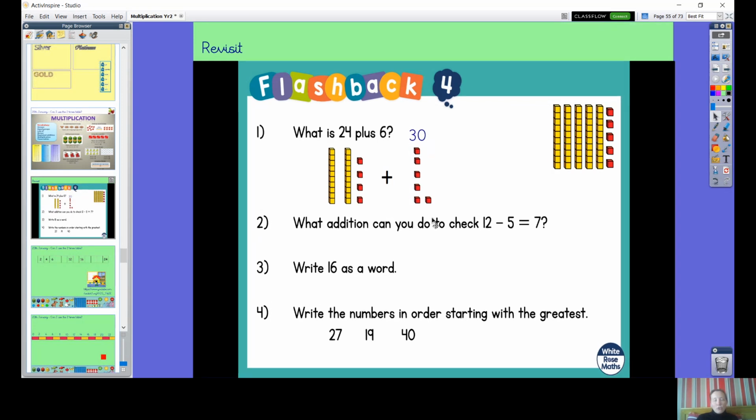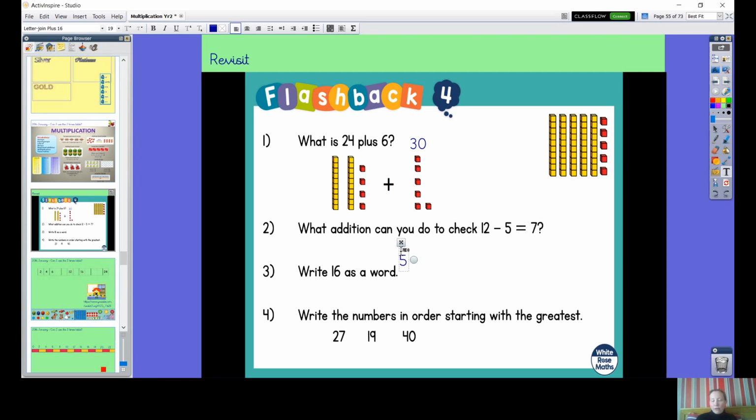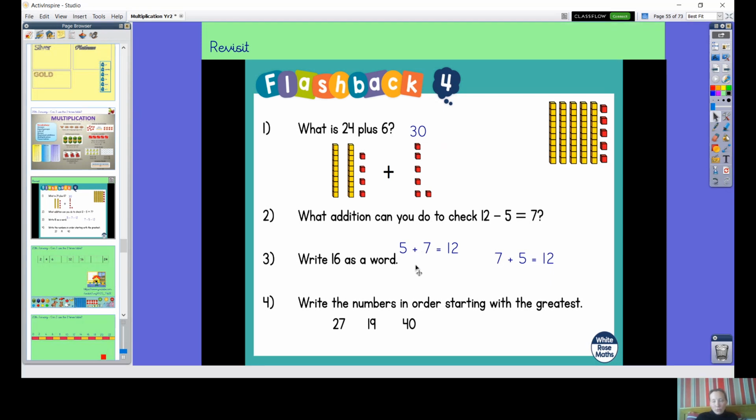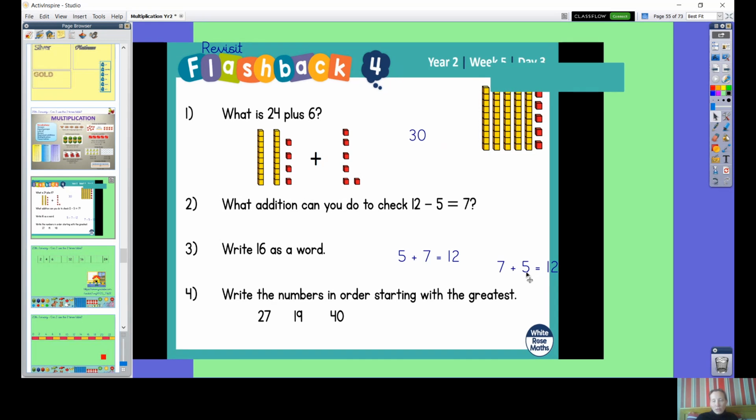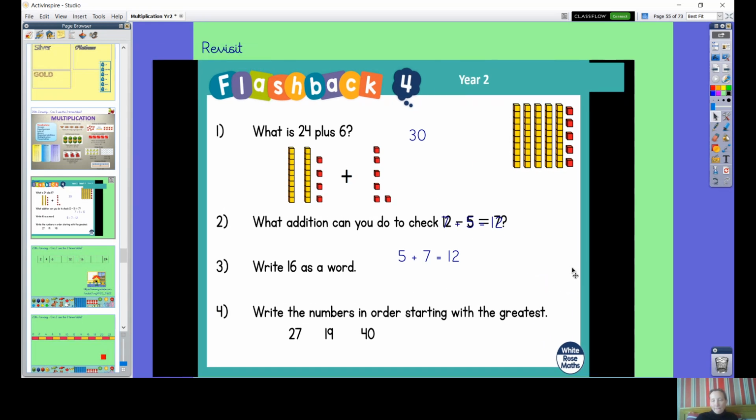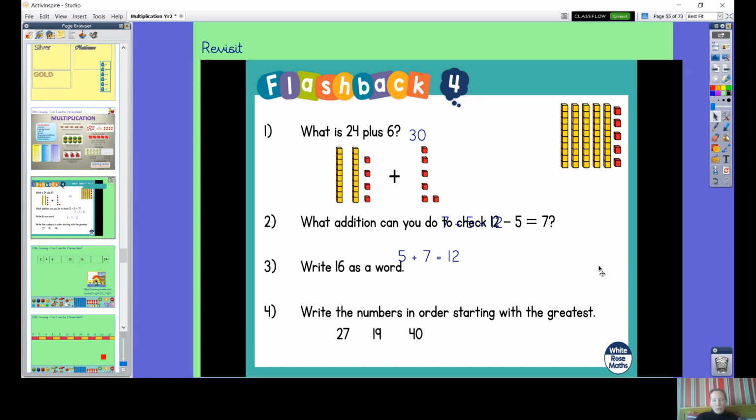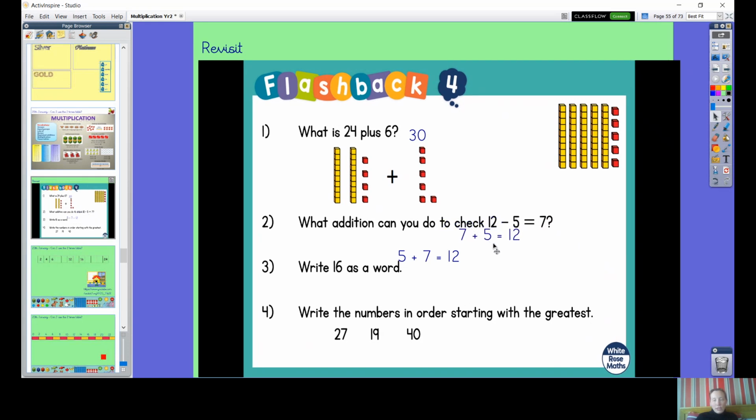Okay, so we've now got what addition can you do to check 12 take away 5 gives us 7? Well, we could do 5... You might have written it as 7 add 5. Okay, so there we go. Just move those out of the way so we don't get confused. Let's move those ones. Okay, that's all gone funny, hasn't it?